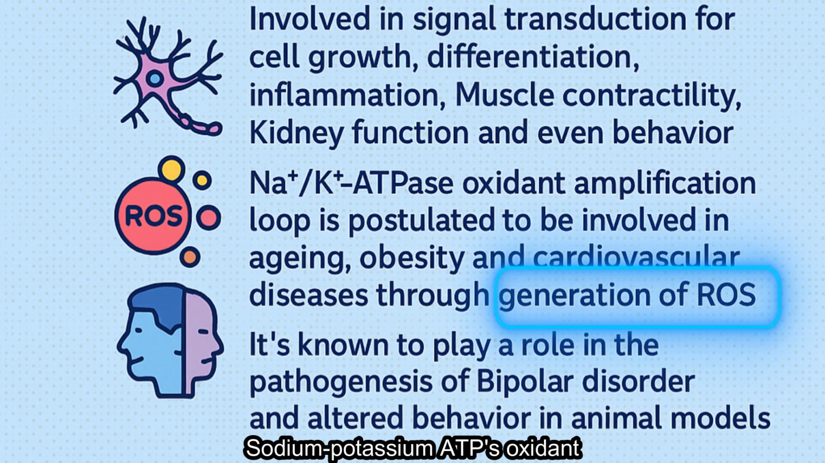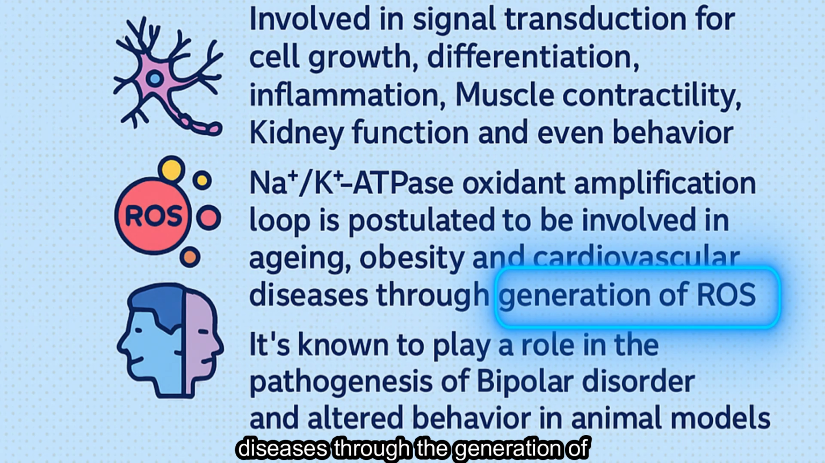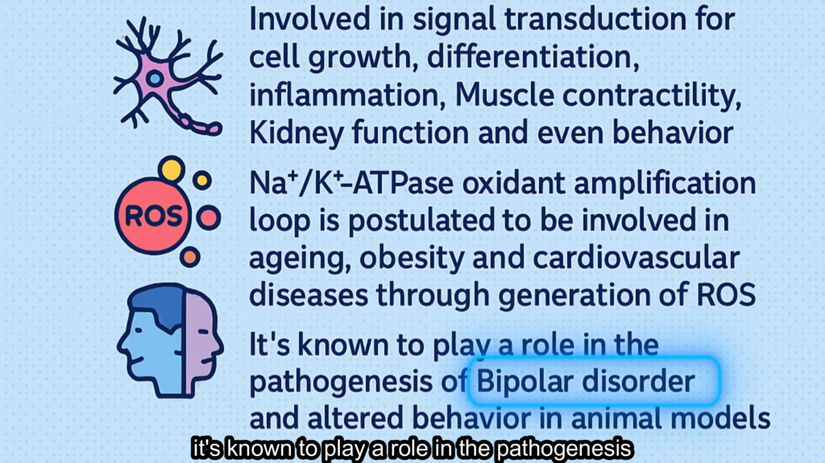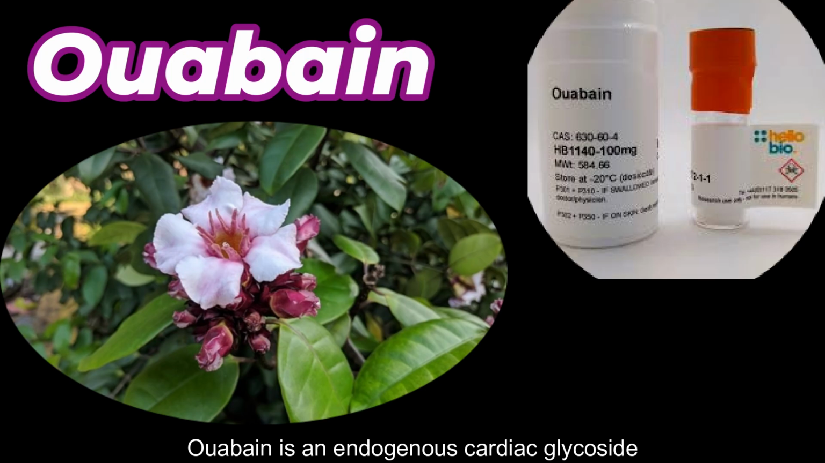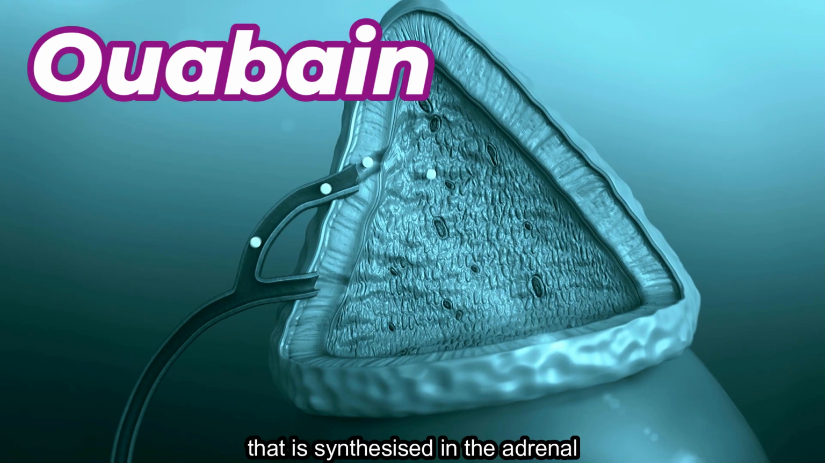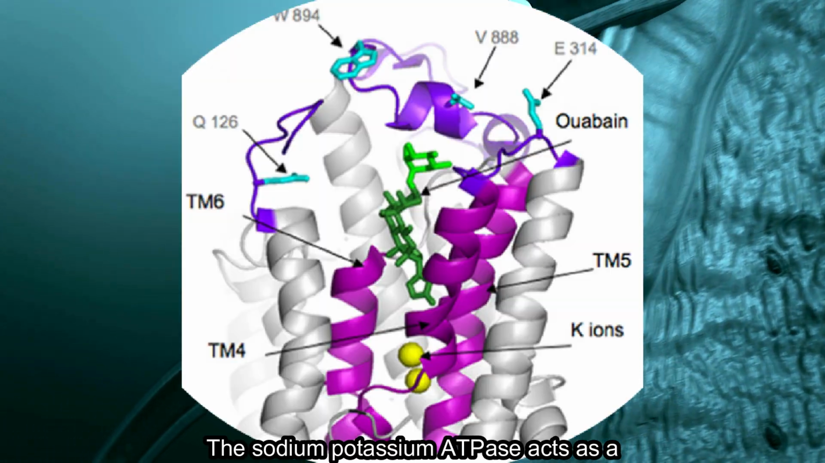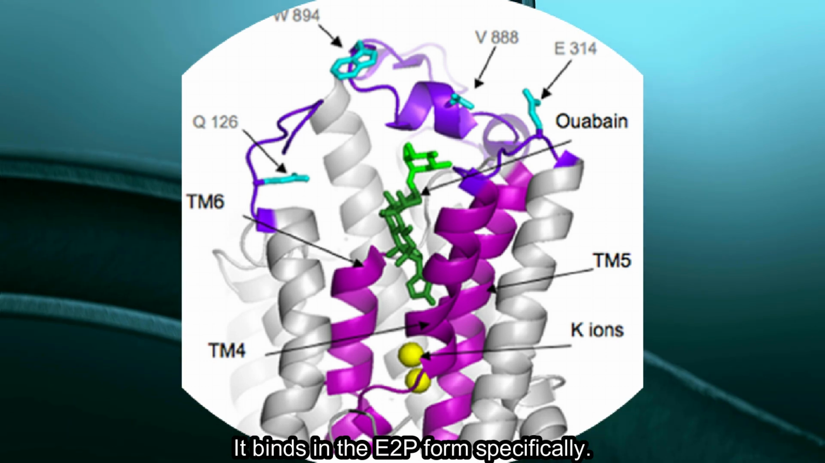Sodium-potassium ATPase oxidant amplification loop is postulated to be involved in aging, obesity, cardiovascular diseases through the generation of reactive oxygen species. It's known to play a role in the pathogenesis of bipolar disorder. Altered behavior in animal models have also been observed. Ouabain is an endogenous cardiac glycoside that is synthesized in the adrenal and hypothalamus. The sodium-potassium ATPase acts as a receptor for this. It binds in the E2P form specifically.